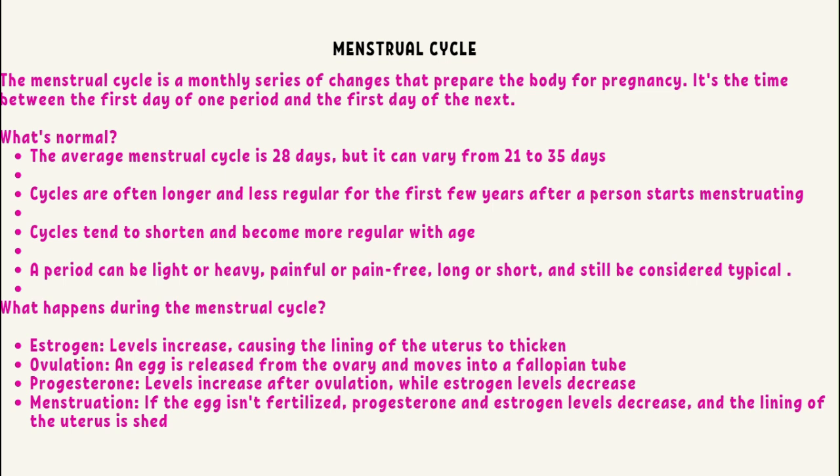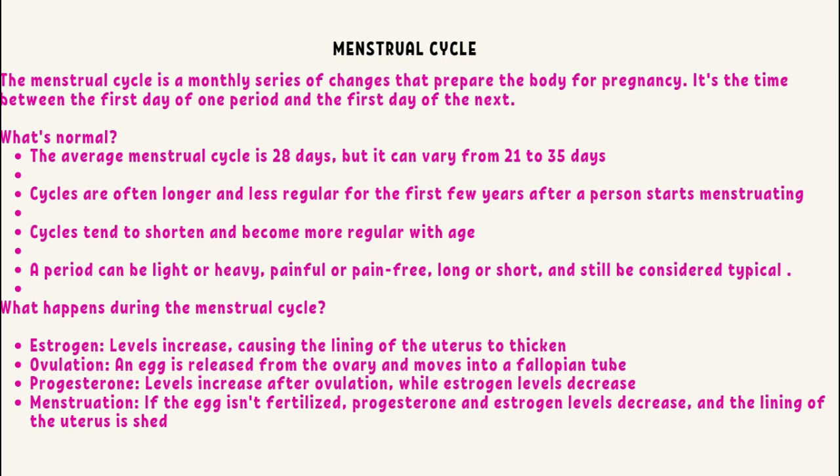Anyway, cycles are often longer and less regular for the first few years after a person starts menstruating. Cycles tend to shorten and become more regular with age, and it can be light or heavy, painful or pain-free, long or short, and still be considered typical, because pain being associated with it is seen as normal. Basically it is very much normalized in today's society, right?